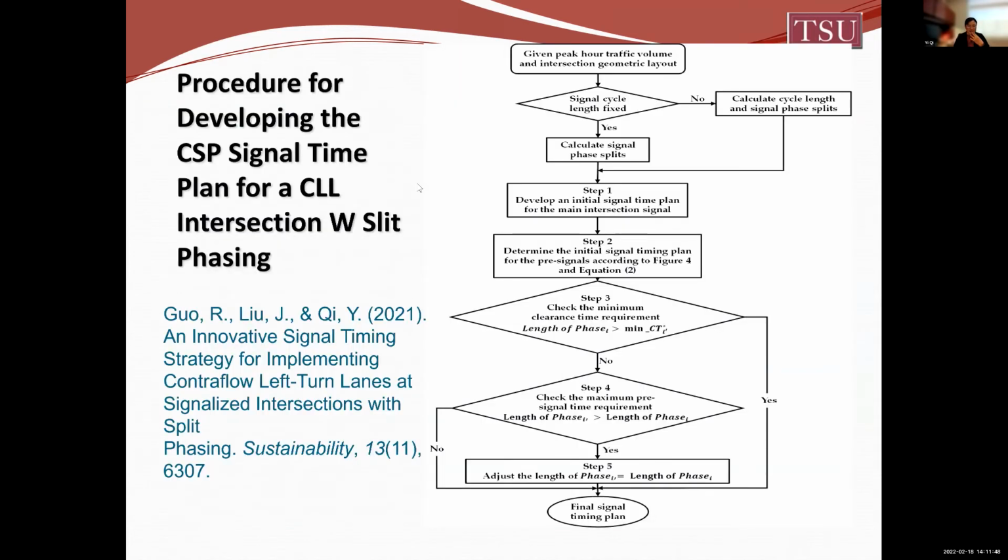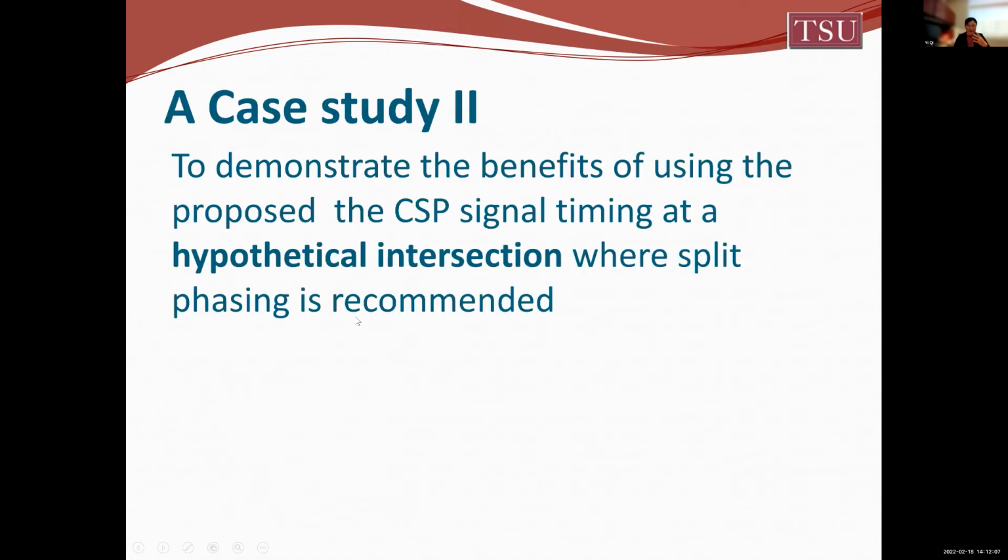Okay, so we also developed a particular procedure to design the CSP signal timing for a particular intersection. So this is the name of the paper. You can also find it on Google Scholar. Okay, so in this study, we also did a case study. We wanted to prove our concept and see what the benefit is of using this CSP signal timing design. So we used a hypothetical intersection to show the results.